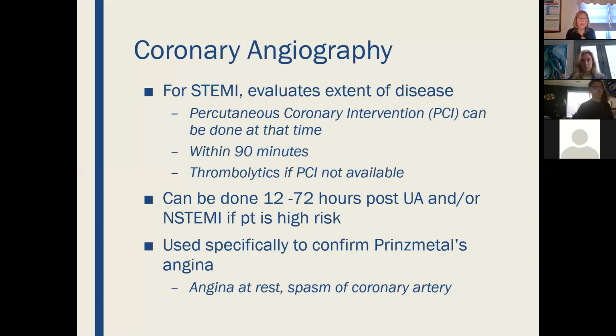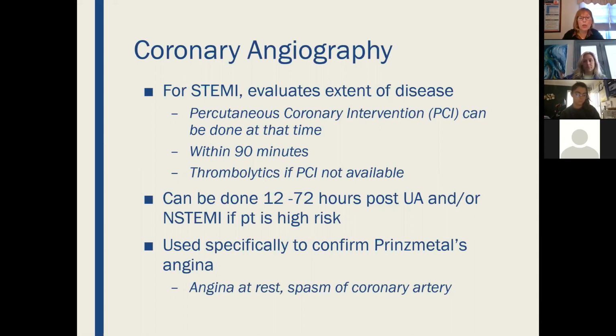So anyway, they can do it after unstable angina and STEMIs. Usually not immediately. They'll wait till the patient is over whatever episode they had and then feed them in. It's not as emergent as your STEMI, where we need to get in there and open that vessel so you don't kill another wall of your heart.